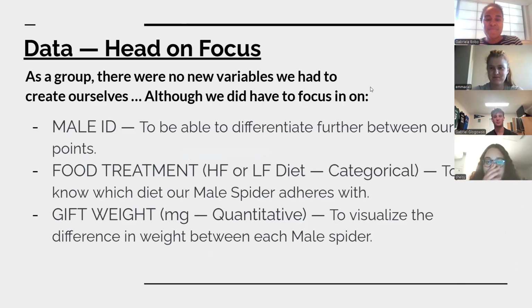So as a group, there were no new variables we had to create ourselves, but we did have to focus on the male ID to be able to differentiate further between our data points, the food treatment, so the high food and the low food diet, to know which diet our male spiders adhere to, and then the gift weight to visualize the difference in weight between each male spider.